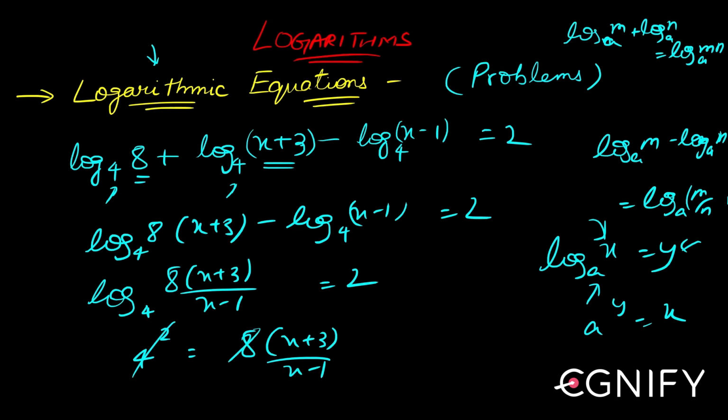And this 4 square is 16, so this will cancel 8. You'll have a 2 here. 2x minus 2 is equal to x plus 3. So you have x equal to 5. Right, this is your final answer.